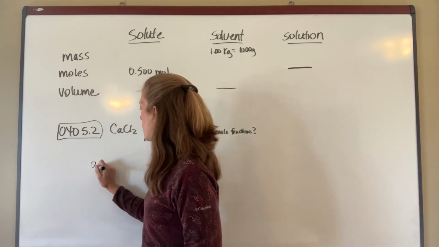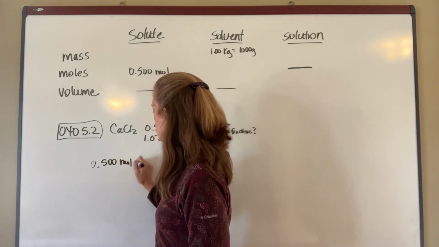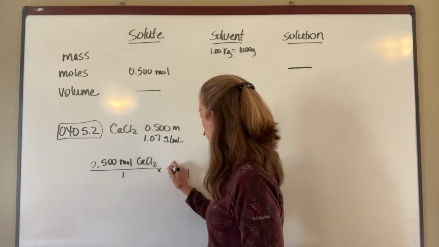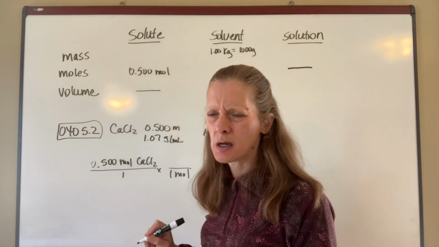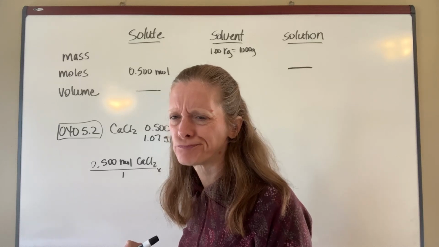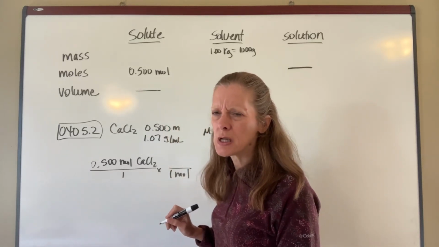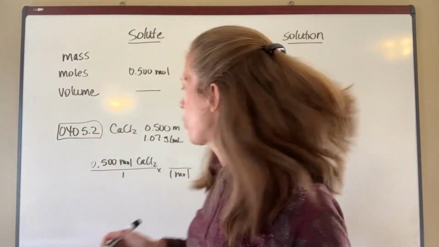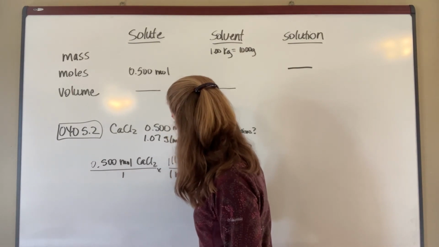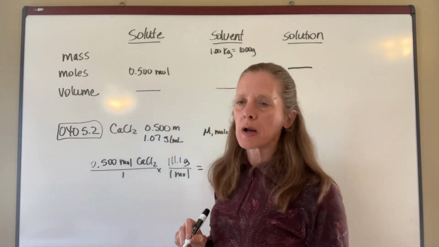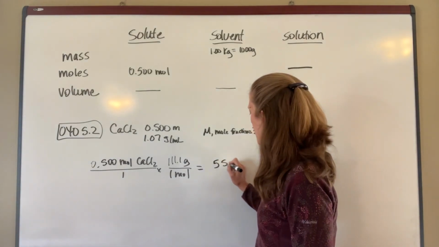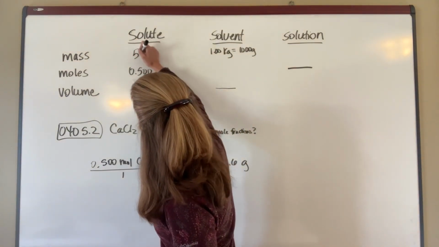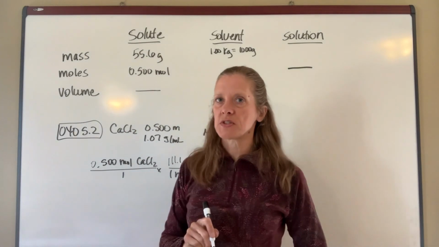So I have 0.500 moles of calcium chloride, and in 1 mole, there are 111.1 grams. I can't read my own handwriting because I don't have my glasses on. 111.1 grams of calcium chloride. And so when I multiply that out, that's going to give me 55.6 grams of calcium chloride. Okay, so 55.6 grams there.